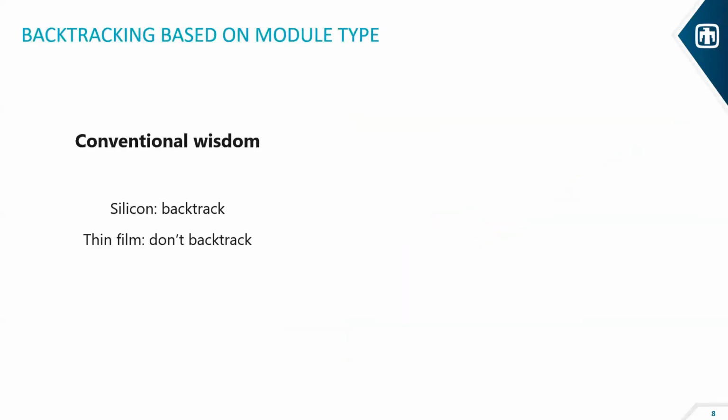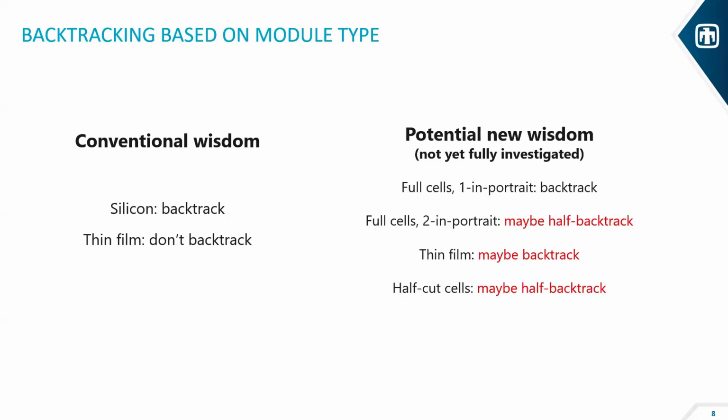Right. So just to sum up a little bit, the conventional wisdom is if you have silicon modules, you would do backtracking, and with thin film, you don't backtrack because of those long cells. But some of the new wisdom that we investigated, and from these studies also coming out of that report that Josh was talking about, is that if you have these full cell modules, we still backtrack. But if we have these full cells 2 in portrait, then we could backtrack half of it, as I was mentioning.